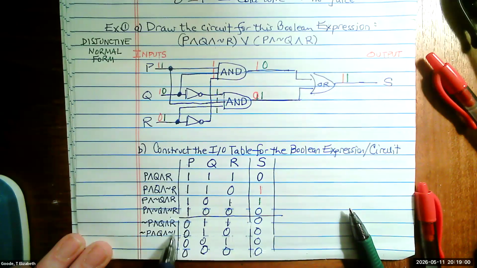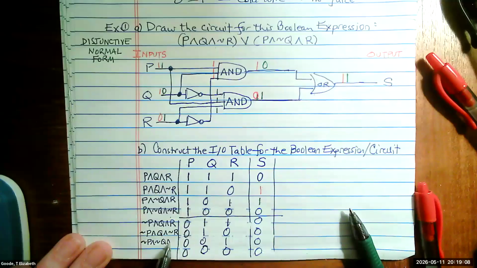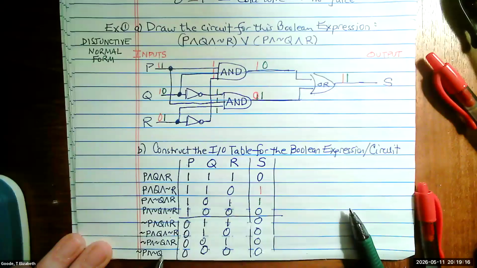Good. And what's the expression for the seventh row going to be? Not P and not Q and R. Great. And what is the expression for the very last row? Not P and not Q and not R. And that would be when all of the inputs were cold or 0's, but we don't have that as part of this circuit, so it's not going to light up the circuit.